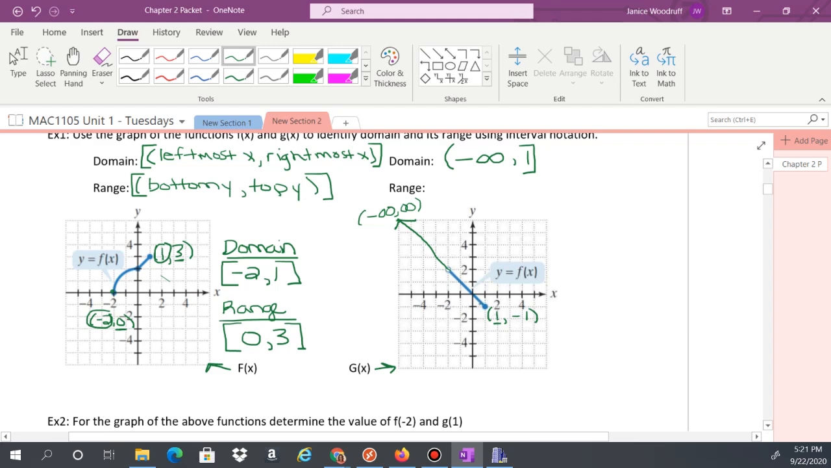Now for the range, the bottommost point is this 1, negative 1. So I get a negative 1, I want the y value this time. And then I'm going to take the line and go up here to the top. Now I'm looking at this positive infinity, because I'm going to keep going up and to the left. So negative 1, positive infinity. The negative 1 and the positive infinity will have a parentheses.